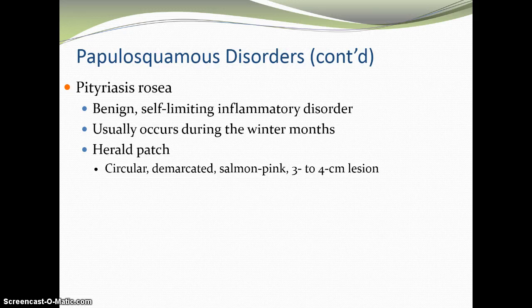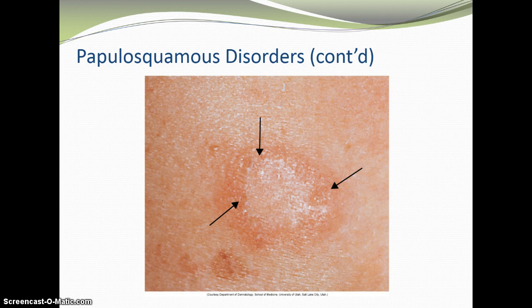Pityriasis rosea, which is a benign, self-limiting inflammatory disorder. And when this comes out, it's usually in the winter months. You'll see some kind of a redness on the skin. And so usually they'll have a circular demarcated salmon pinkish type disorder. That's what this slide shows, it's very hard to see in this slide, but the arrows are pointing right exactly into the area of what is affected. So you can see the different color of skin on this type.